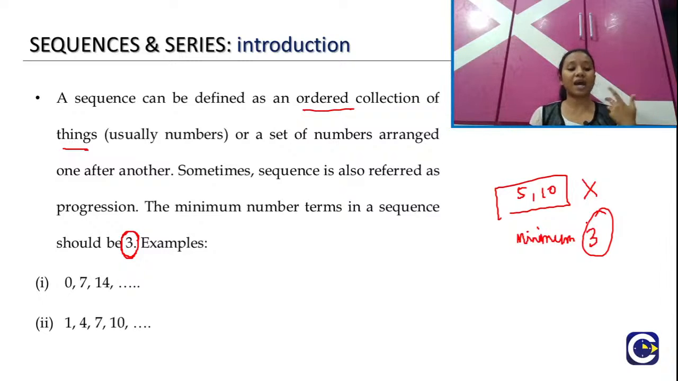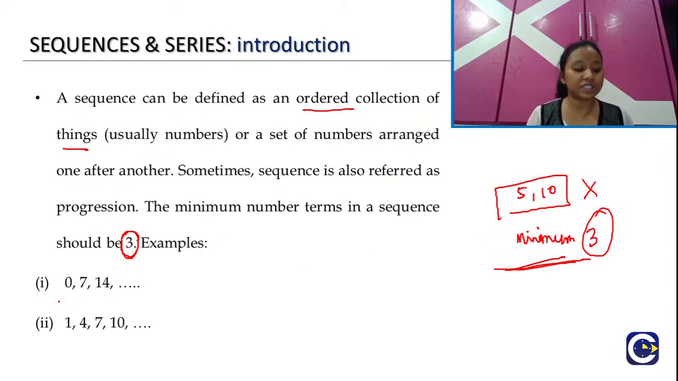Sometimes, if there are 2 terms only, we just consider it a sequence and go on, but it's absolutely wrong. So to consider a set of numbers, an ordered collection of numbers, a sequence, the minimum number of terms present in that particular sequence should be 3. The maximum can be any number.